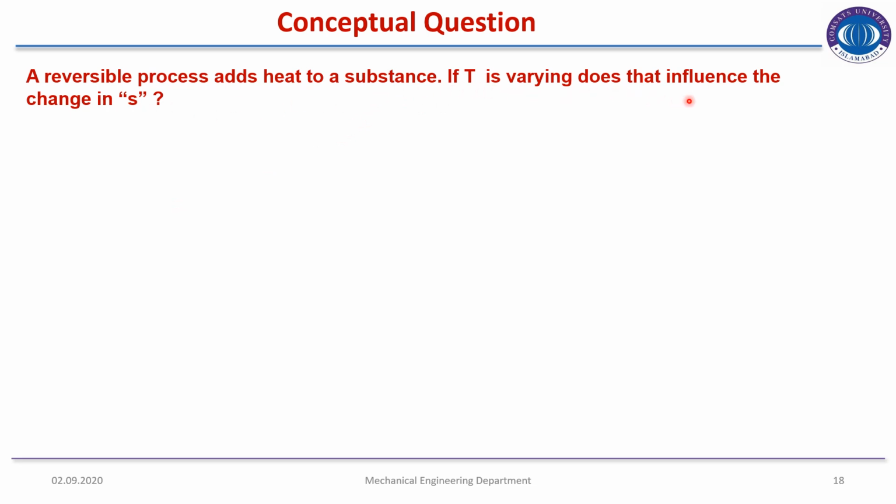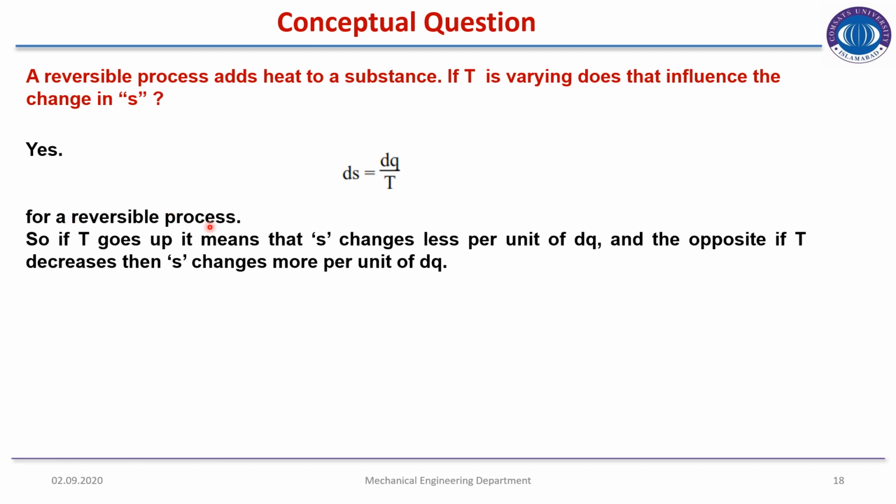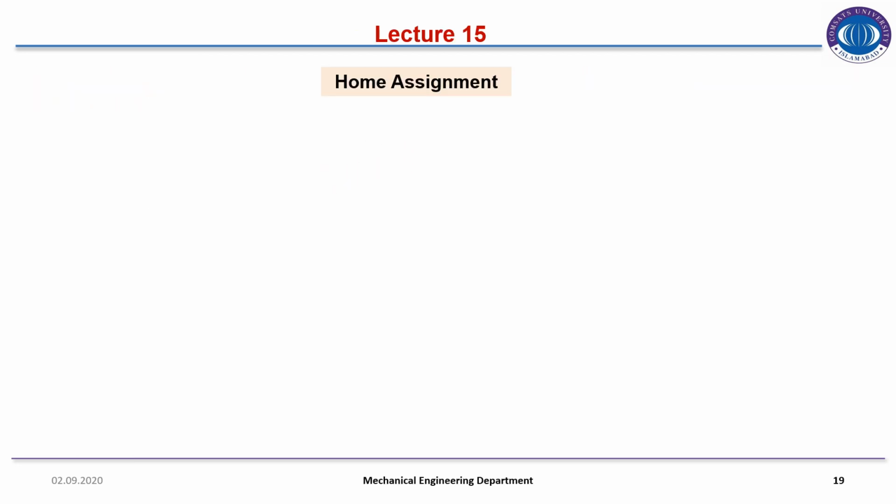So if T is varying, does that influence the change in the entropy? ds is equal to dq by T. So the answer is yes. For a reversible process, if T goes up, it means S changes less per unit of dq, and the opposite, if T decreases, then S changes more per unit of dq. That means if T is increasing, there will be a smaller change in the entropy because T is in the denominator. So if T is decreasing, the change of entropy will be greater, and if T is increasing, then the change of entropy with respect to change of temperature will be less.